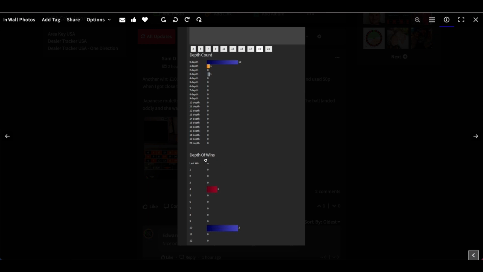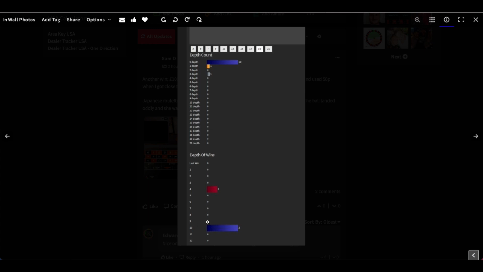Now the graph below, the depth of wins, this is typically what I look at for the majority. Each one of these would be the win, the time that the highlighted came out. So you can see down at 10 there, it missed the highlighted section 3 times, and then it landed on the highlighted.